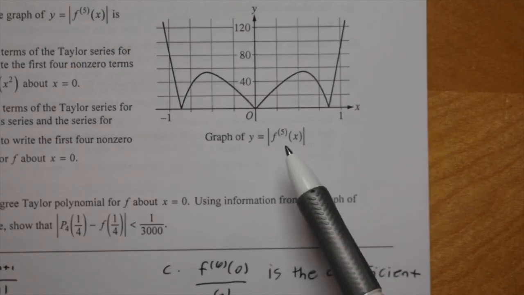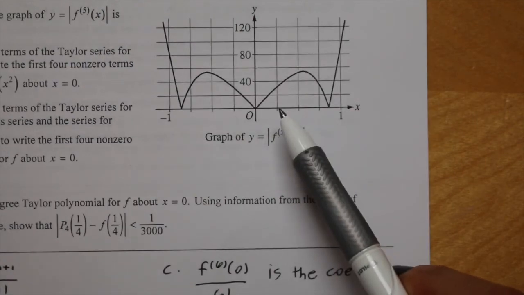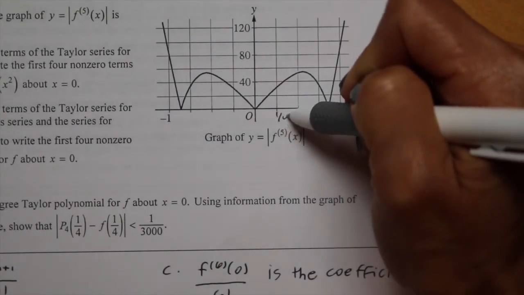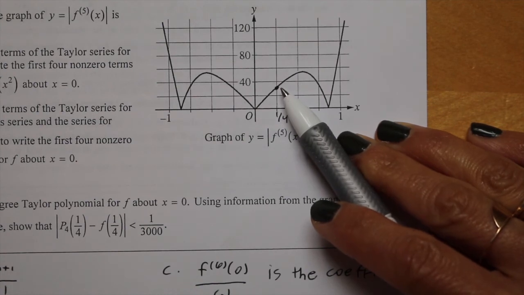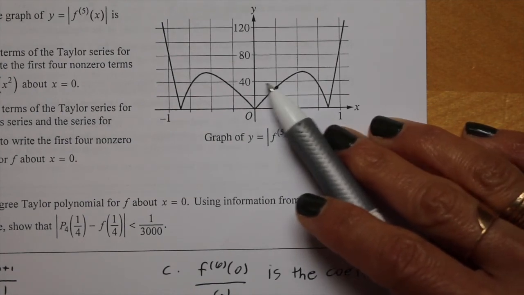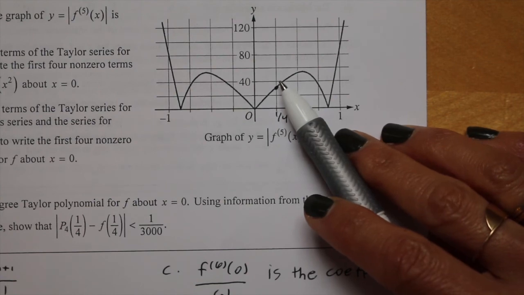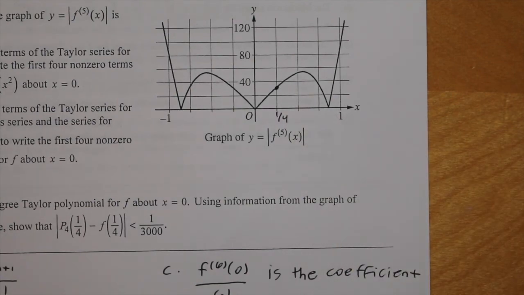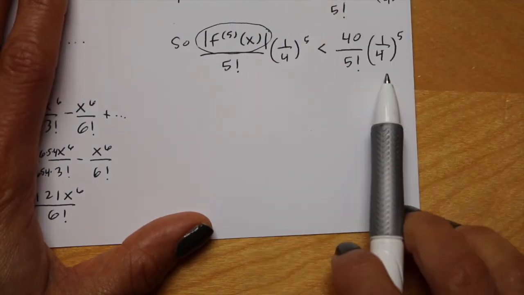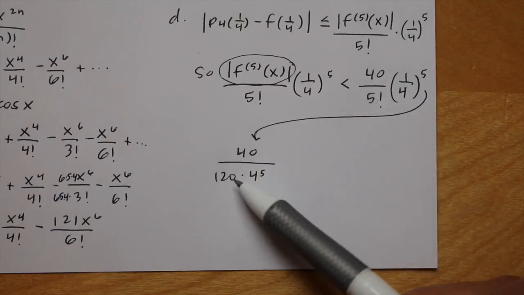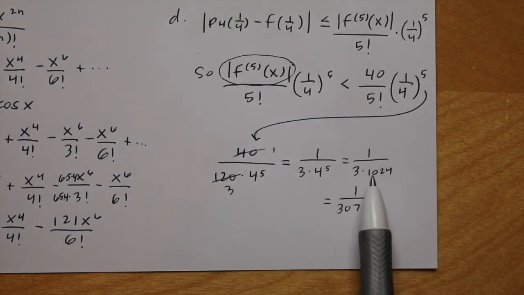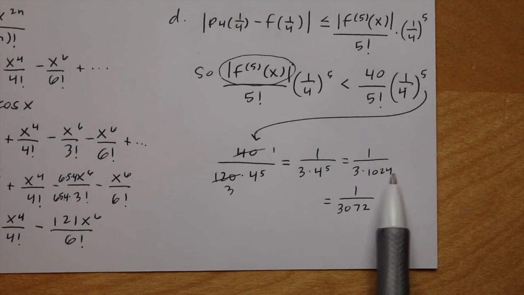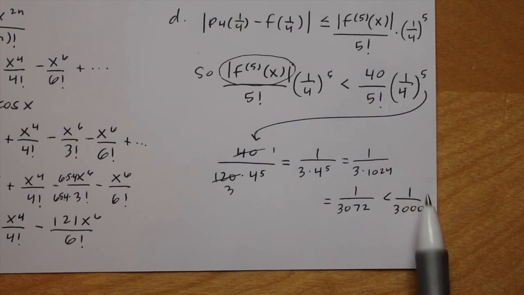Let's look at the graph for the 5th derivative. So if you look over here, right here would be 1/4. And if we go up to the graph, you can see that the height of the graph at 1/4 is clearly less than 40. So we're going to use the value 40 to plug into our expression down below. We're going to plug in 40 right here to make this inequality. So 5 factorial is 120, and then I just brought this 4 to the 5th down, and then I have 40 on top. 4 to the 5th is 1024, then we multiply 3 and that, and we get 1 over 3072, which is going to be less than 1 over 3000.